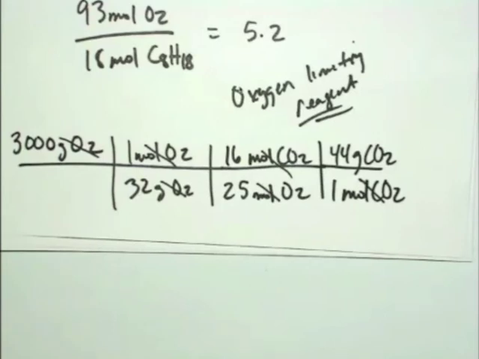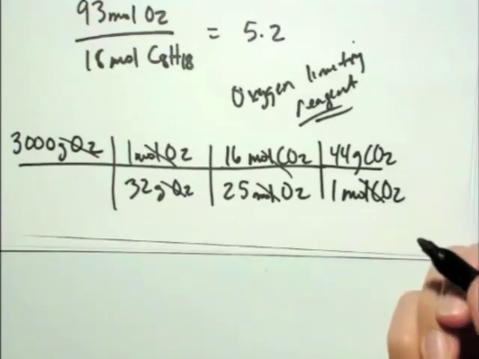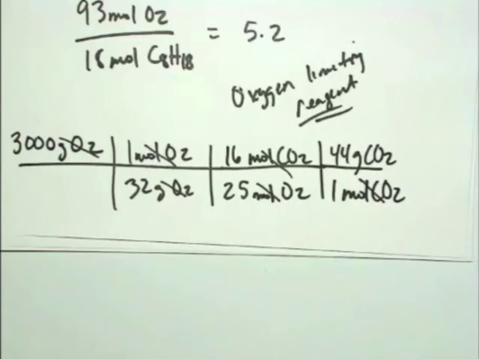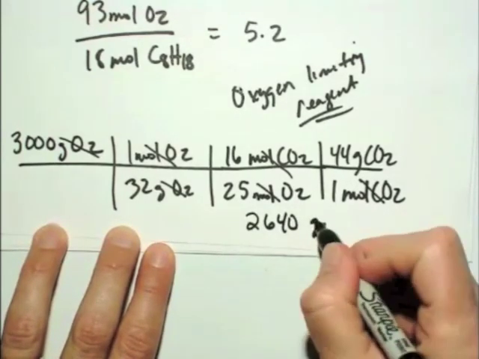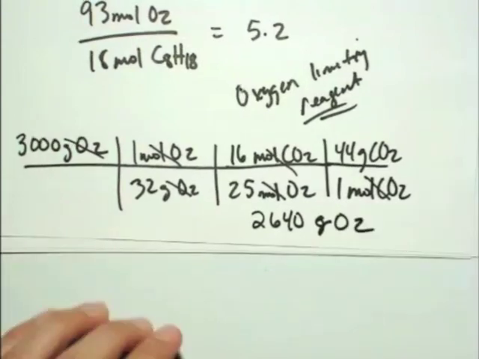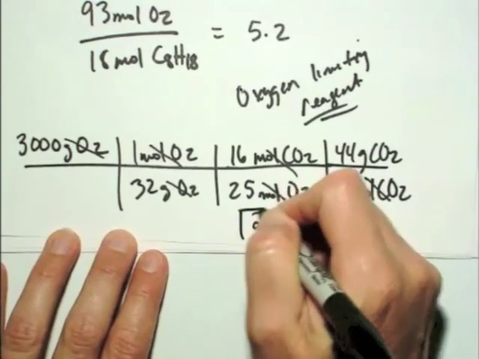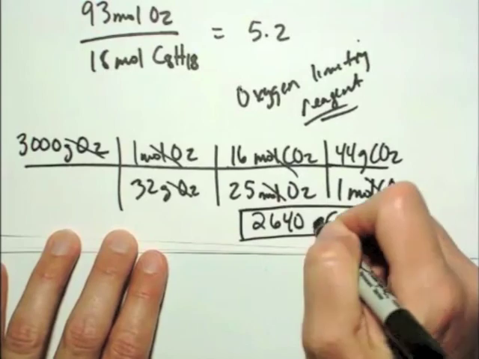And in this case, when you burn 1 gallon of octane with only 3 kilograms of oxygen, you're limited to forming 2,640 grams of carbon dioxide, limited by the amount of oxygen you have available there.